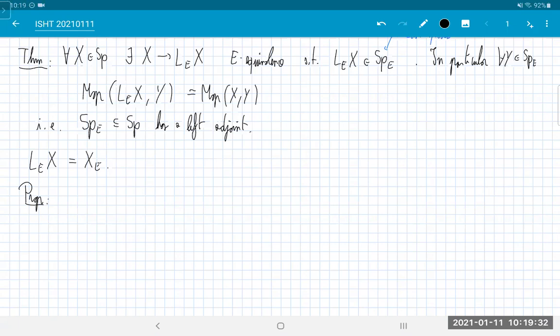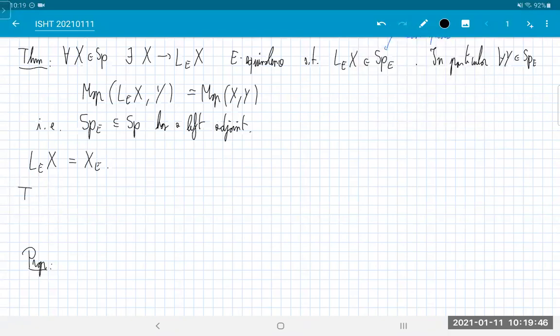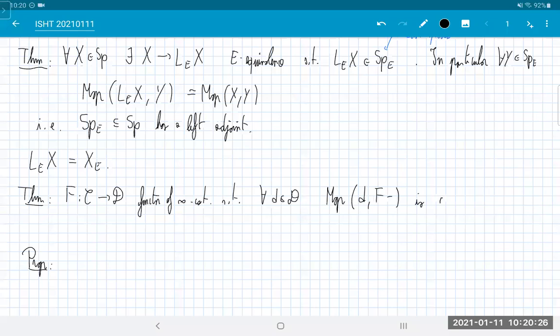So to promote this L_E to a functor, it's really enough to give such a map. Yes, because, okay, I didn't go into a lot of detail in higher category theory, but there is this result, let me call it a theorem, although it's overstating it. So if you have a functor of infinity categories such that for every D in the target, the corresponding functor is co-representable, then F has a left adjoint.